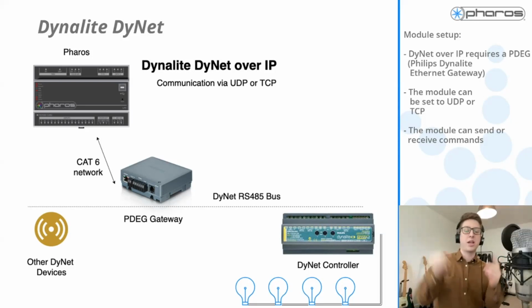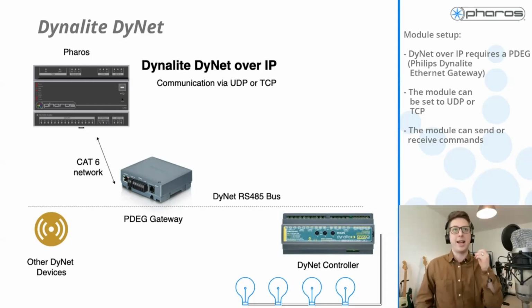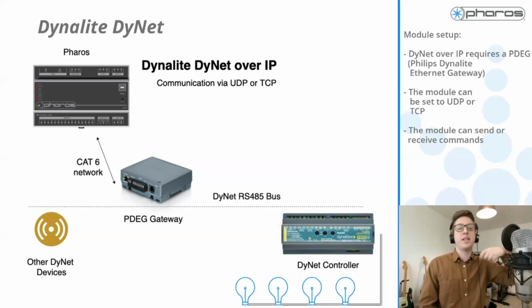So first off, we're going to look at DyNet over IP. So you've got Pharos, and then you've obviously got your DyNet bus. And in order for Pharos to integrate with that bus, you'll need a PDEG, a Philips Dynalite Ethernet gateway. And again, it's just another gateway. We send commands to it via either TCP or UDP. You can pick which protocol you want in the protocol properties within the module. And then, once we send the gateway that command, it will just send that data across the bus to any other DyNet devices that are listening out for that information.